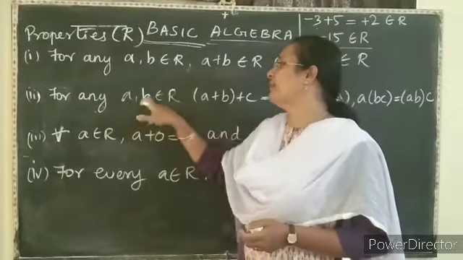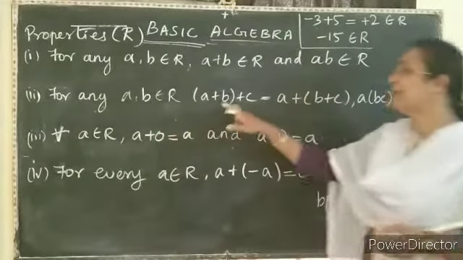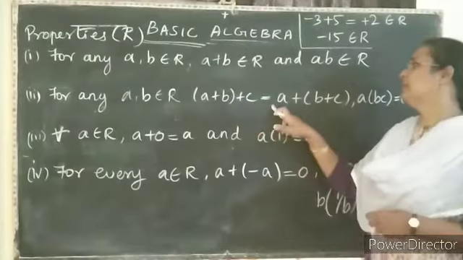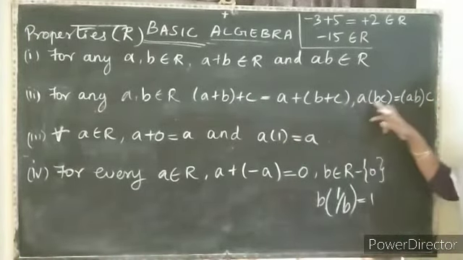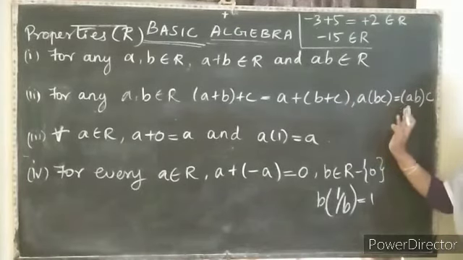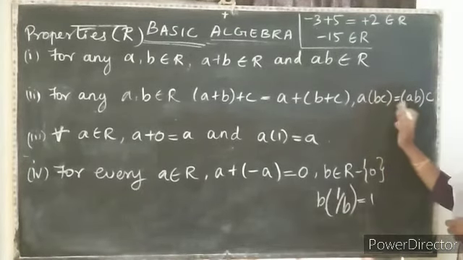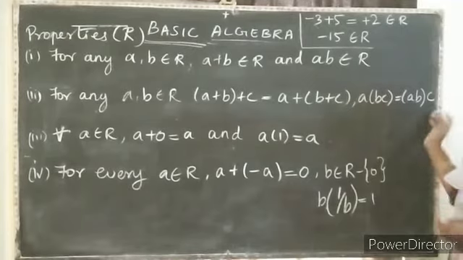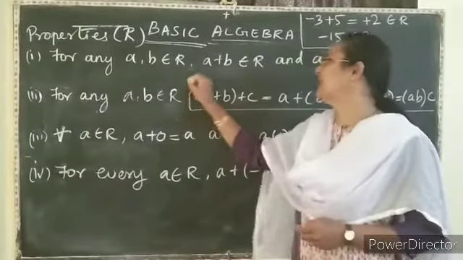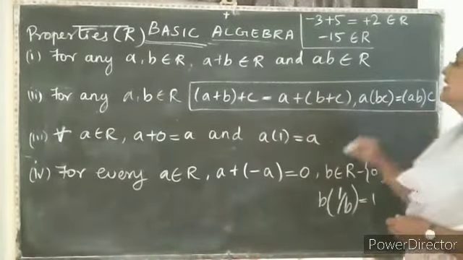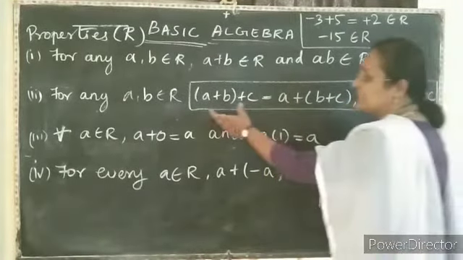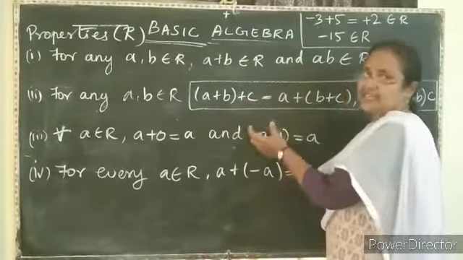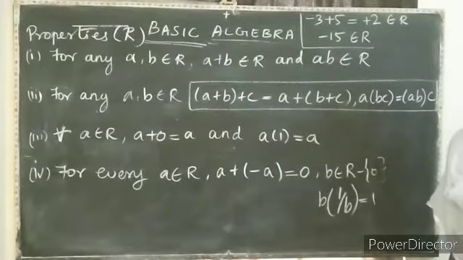For any a, b, c belongs to R, (a plus b) plus c is equal to a plus (b plus c). The same goes for the product also: a into (bc) is equal to (ab) into c. Do you remember what type of property this is? Yes, very good. This is the associative property. If the bracket is replaced or interchanged, we call it an associative property.